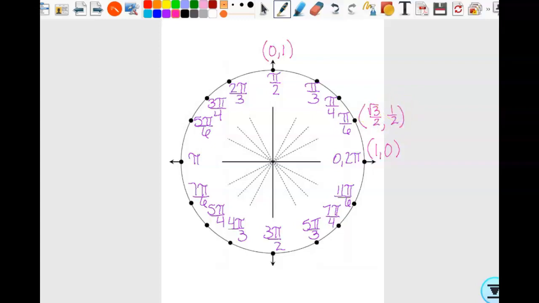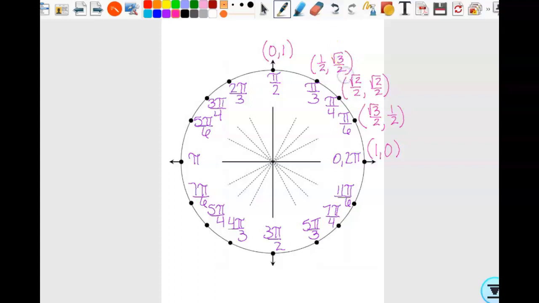All right, pi 4ths. Put your middle finger down. What's your x value? Square root of 2 over 2. What's your y value? Square root of 2 over 2. Pi 3rds. Put your index finger down. What's your x value? 1/2. What's your y value? Square root of 3 over 2.